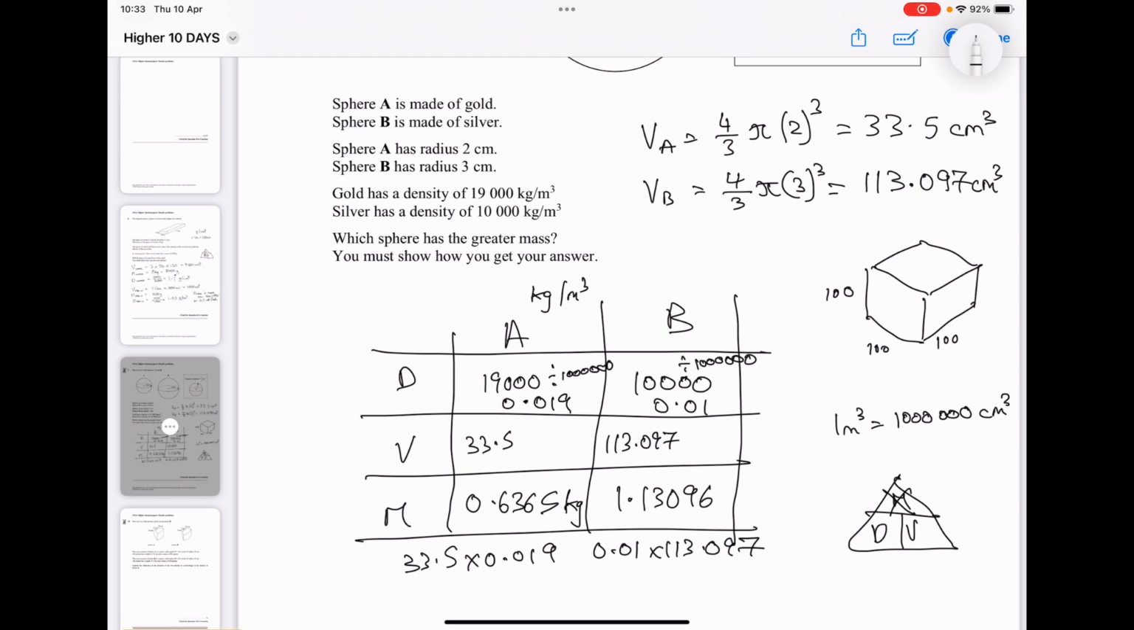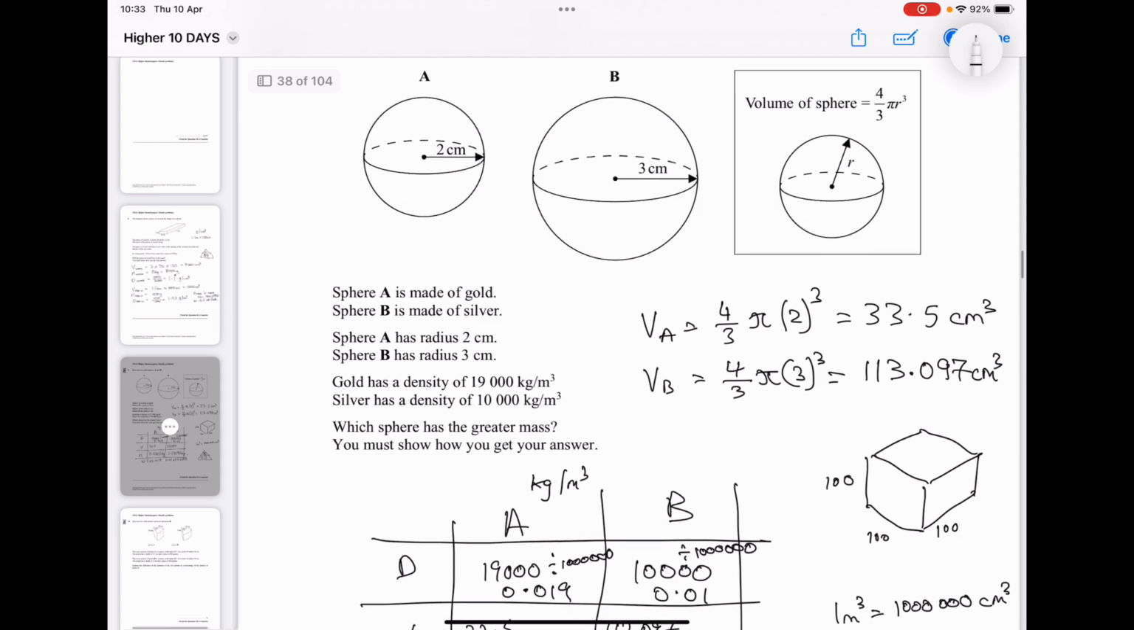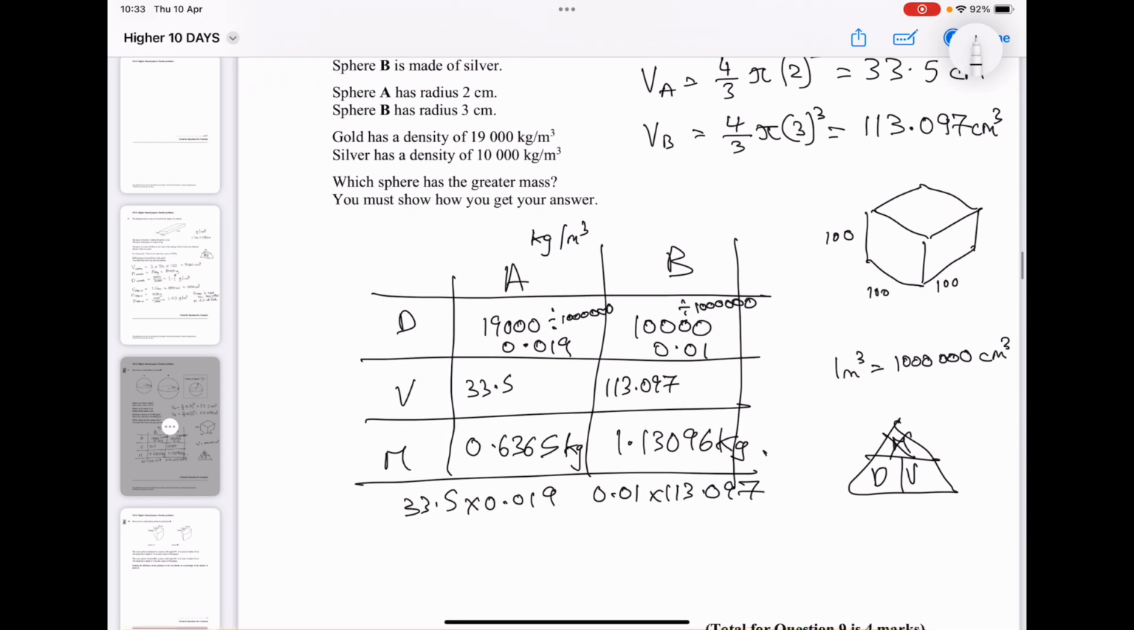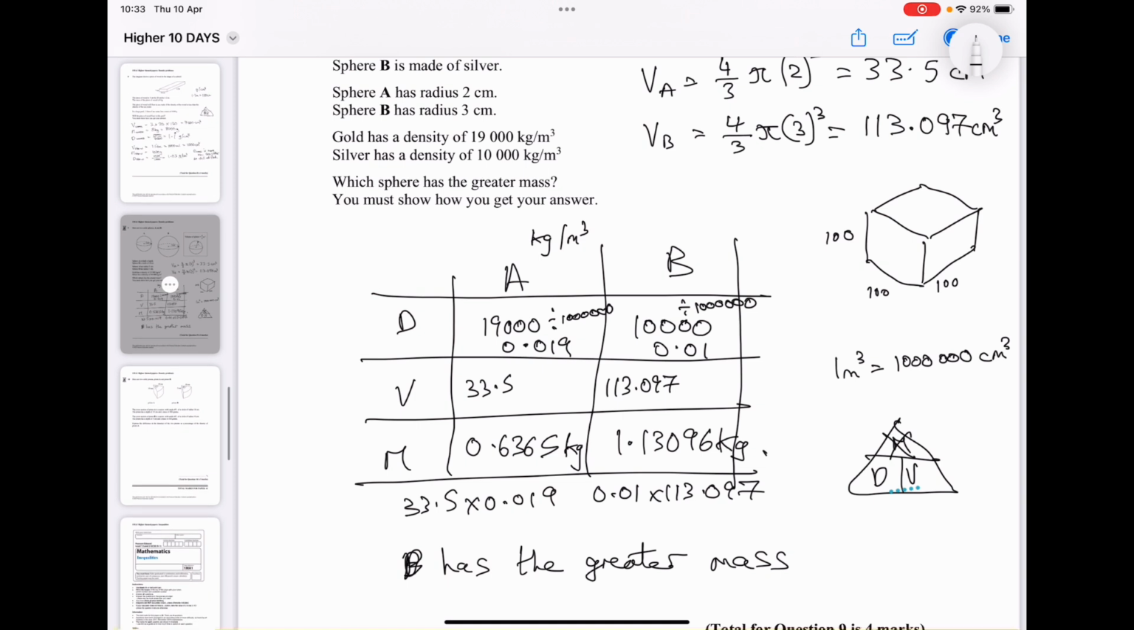That's in kilograms. B has got the greater mass, and so B has the greater mass. Okay. Last question.